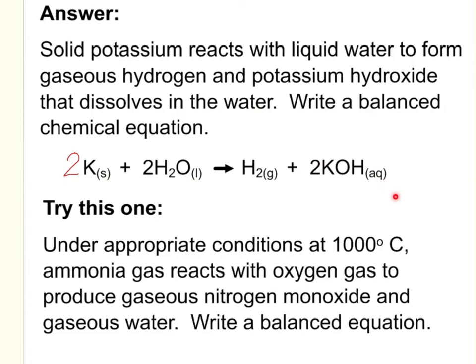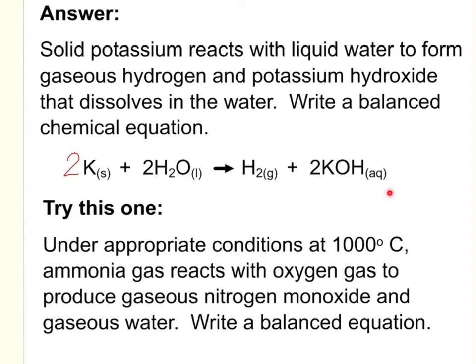So let's get to the checking part. Does this all work out? We have 2 potassium atoms on the right. We have 4 hydrogen atoms on the left. We have 2 plus 2 hydrogen atoms on the right. We have 1 oxygen atom times 2 because they're 2 molecules, so 2 oxygen atoms on the left, and we have 2 oxygen atoms on the right. This is now balanced. So try this one.